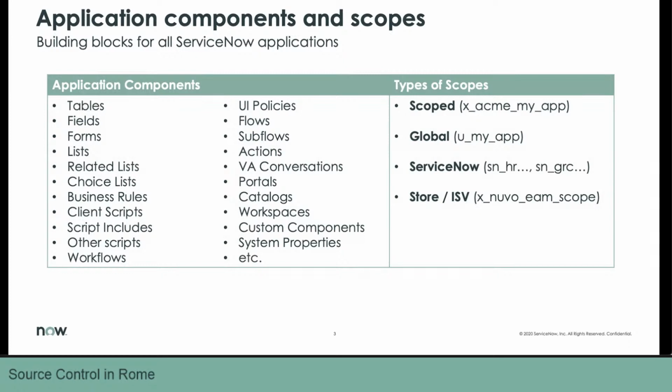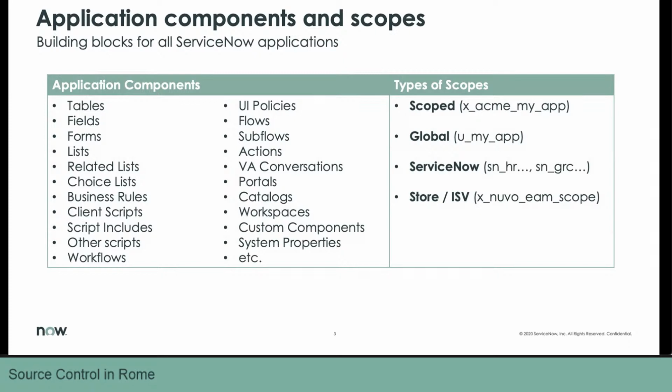So this is you're in your instance and you go create a brand new application. It's going to be a scoped application. It will be prefixed with your company code. In this case, that's the x_acme example here. That's your traditional scoped app, which gives you all of those protections between that application and other applications as you so choose.